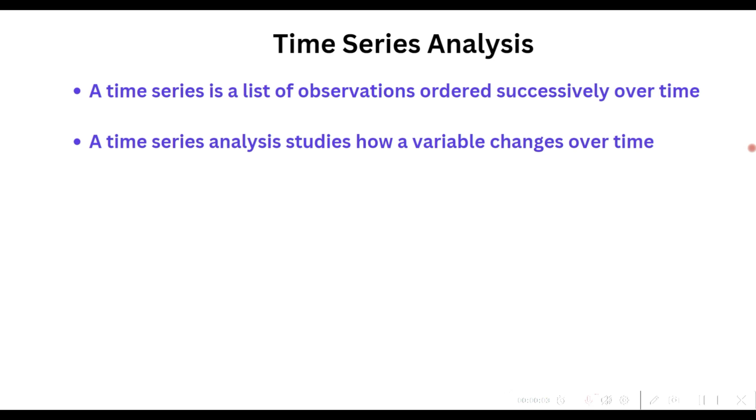A time series is a list of observations ordered successively over time. In a time series, observations are often recorded at evenly spaced intervals, such as daily, weekly, monthly, and so on. A time series analysis studies how a variable changes over time.